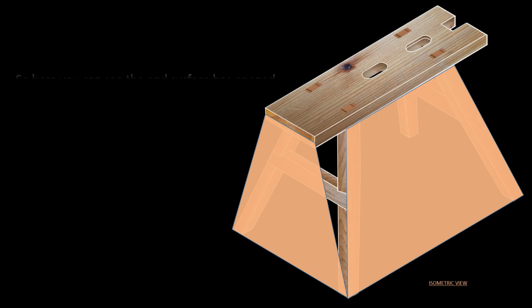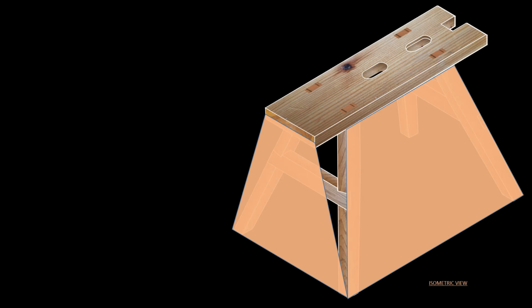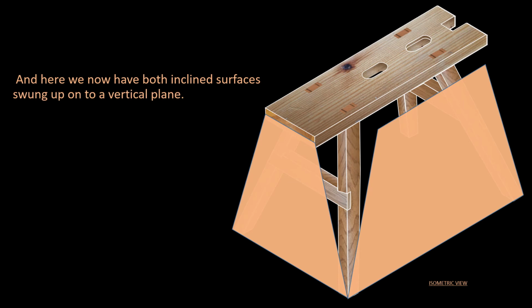So here we can see the end surface has opened up to the vertical plane. And here we now have both inclined surfaces swung up onto the vertical plane. So I hope this isometric view has given you a visual on how we're going to proceed now to develop these surfaces when we go to our setting out sheet.